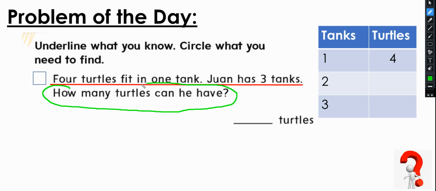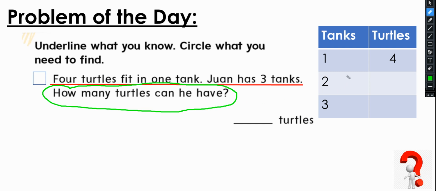What we need to find is usually a question. What we know is the information that they give us. 4 turtles fit in one tank. Juan has 3 tanks. So this is what we know. And what we need to find out is how many turtles can he have.